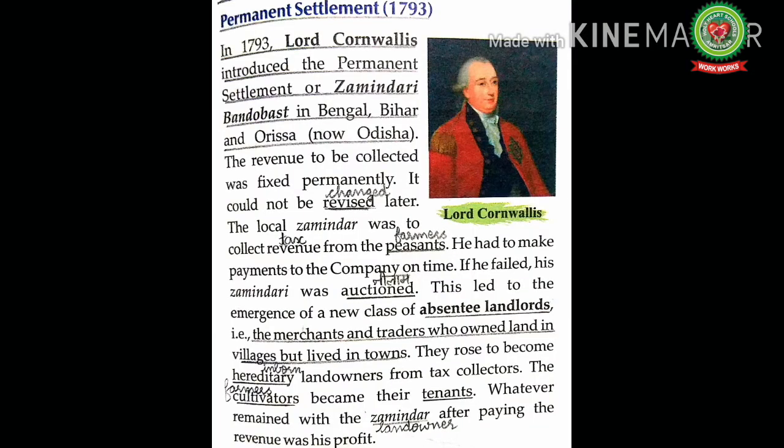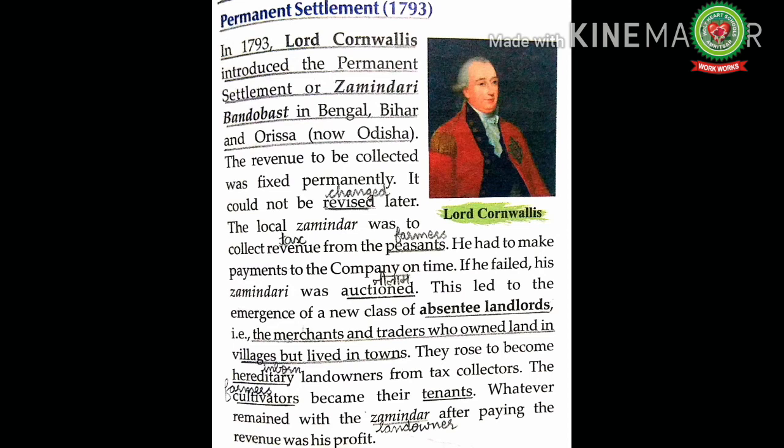In 1793, Lord Cornwallis introduced the permanent settlement or zamindari bandobast in Bengal, Bihar, and Odisha. The revenue to be collected was fixed permanently. It could not be revised later. The permanent settlement was also called the Zamindari Bandobast. Under it, zamindars were considered the owners of the land, and the amount of revenue that the zamindars had to pay was fixed. It was decided that it would not be raised for the given period of time.